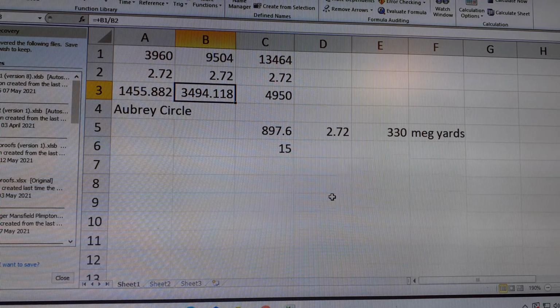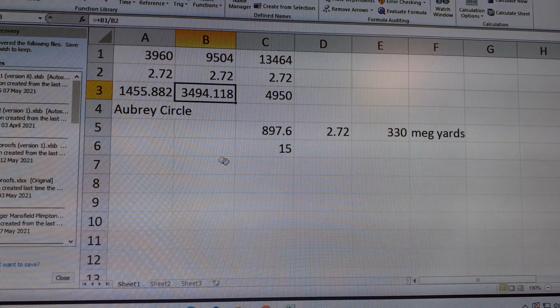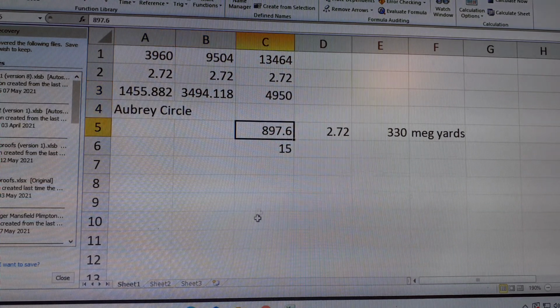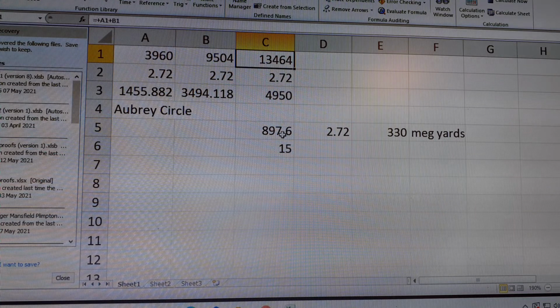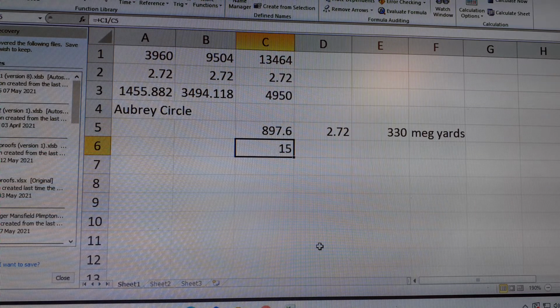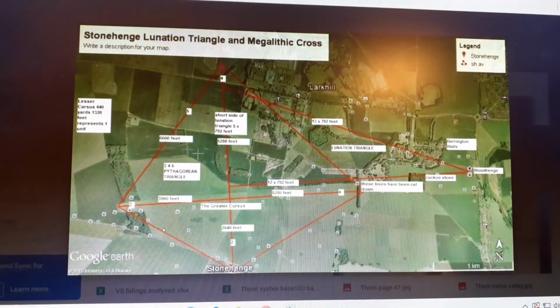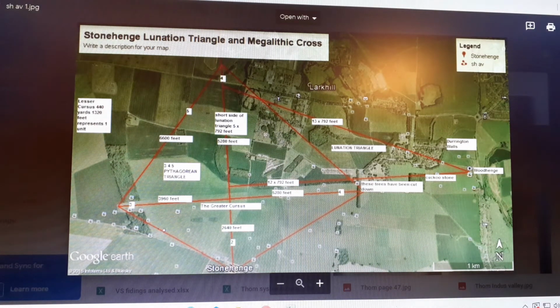Now the interesting thing here is that we know the Aubrey circle is 897.6 feet. Now the Aubrey circle should have nothing to do with this distance that we've calculated. And when we divide the Aubrey circle, 897.6 feet, into that, we get 15 units. So let's go back. This line from Woodhenge to the western end of the Cursus is 15 Aubrey circles.